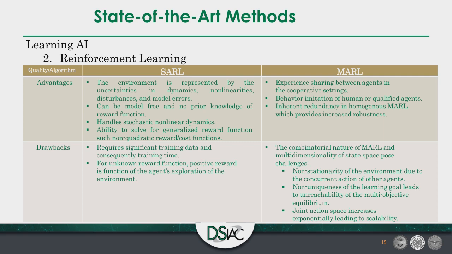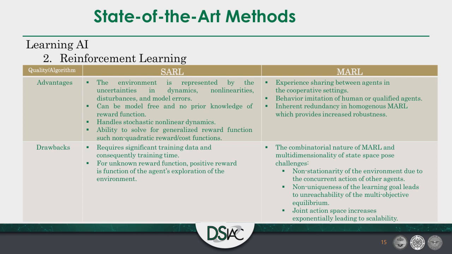And another advantage of SARL is that you don't have to have an explicit model of your dynamic system. It can be model-free, albeit there are formulations of reinforcement learning with a model that are called model-based reinforcement learning algorithms. But some of the advantages, like I said, are that it can be model-free with no prior knowledge of the reward function. The reward function would be the equivalent of the cost function in optimal control theory, and the policy would be the control law. So it's just that the two different fields have similar but a little bit different terminologies. Further advantages of SARL are handling of stochastic nonlinear dynamics and the ability to solve generalized reward functions such as non-quadratic reward or cost functions.